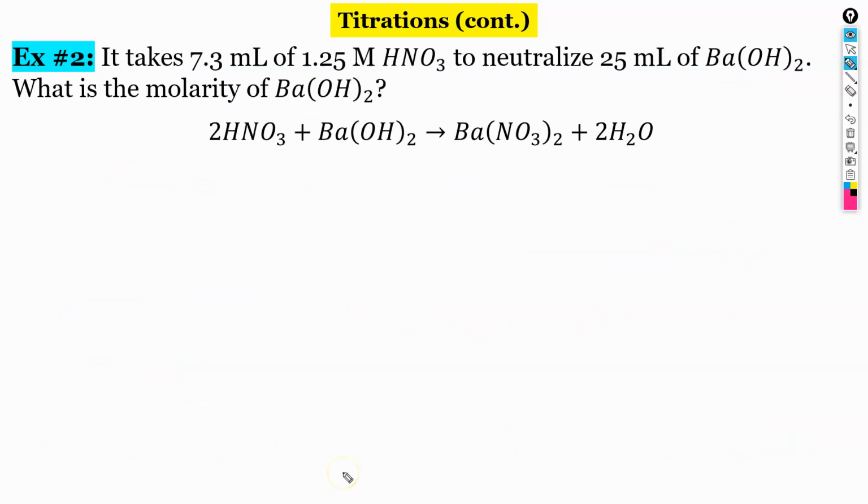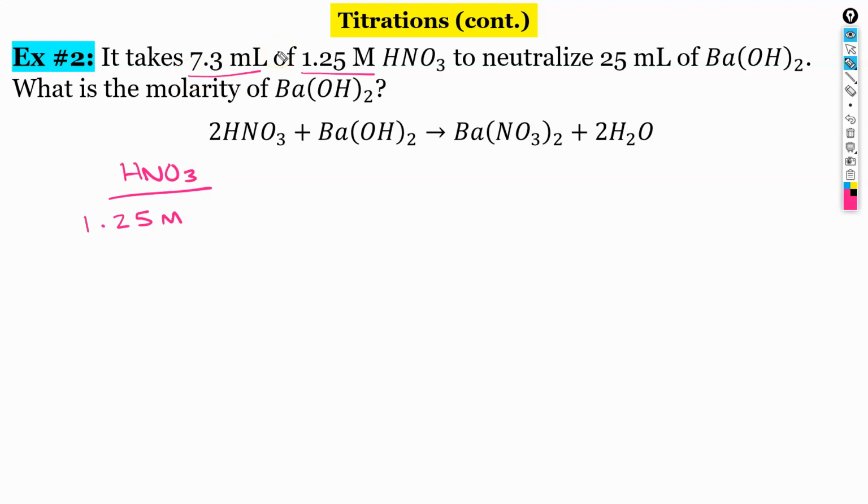All right, let's take a look at another example here. So it takes 7.3 milliliters of 1.25 molar HNO3 to neutralize 25 milliliters of BaOH2. What's the molarity of BaOH2? So again, let's figure out what we've got. So we've got HNO3. It tells us that it's got a molarity of 1.25 molar.